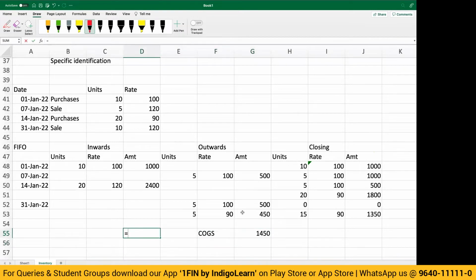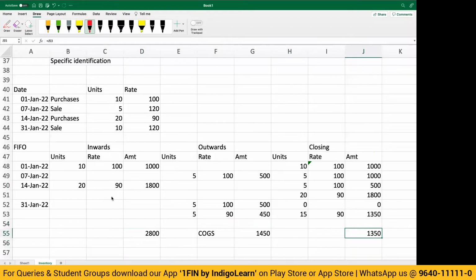Okay. This is the purchases. And this 1350 is what? The rate we have entered differently, I think. Inwards we have written 120 as the rate, and outward we have 90. So this inward has to be 90, no? Yes, sir. Okay. So what is this 1350?